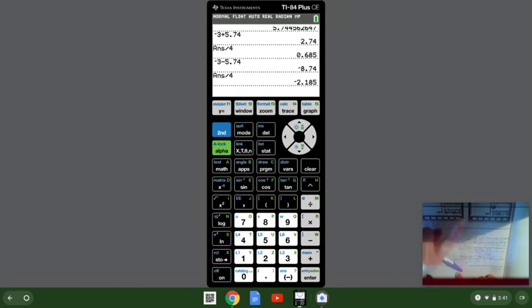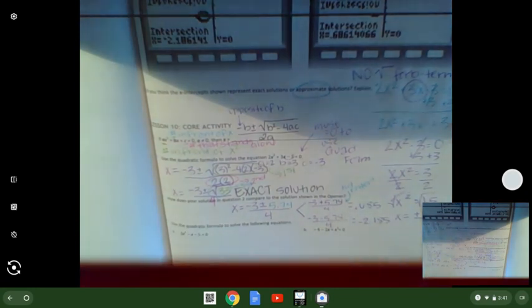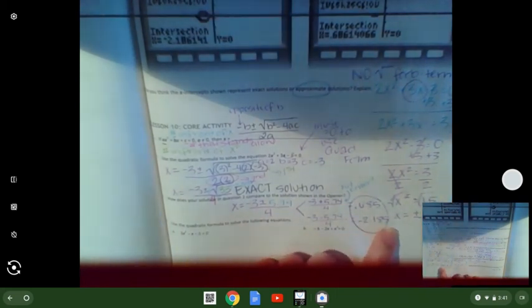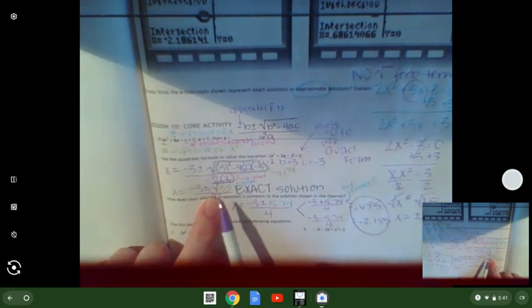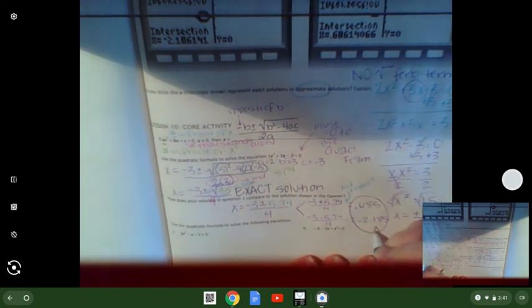-2.185. Our 2 solutions, our 2 x-intercepts, our 2 zeros, whatever you want to call them, because remember there's more than one name, are 0.685 and -2.185. Not very pretty numbers, but again, this would be exact. Because 33 is not a perfect square, that would be our exact solution. This one would be our approximate solution.